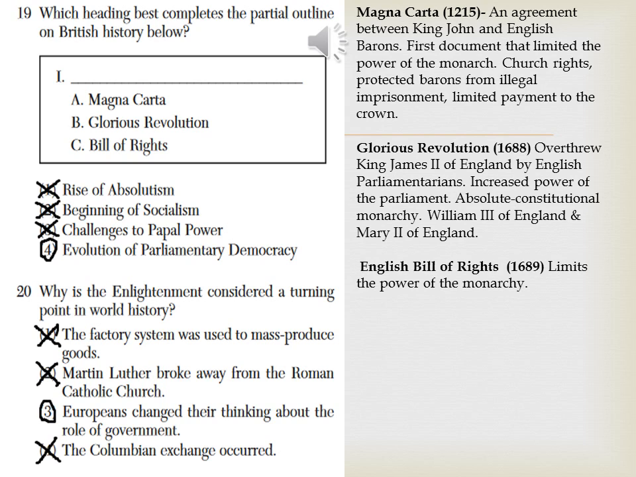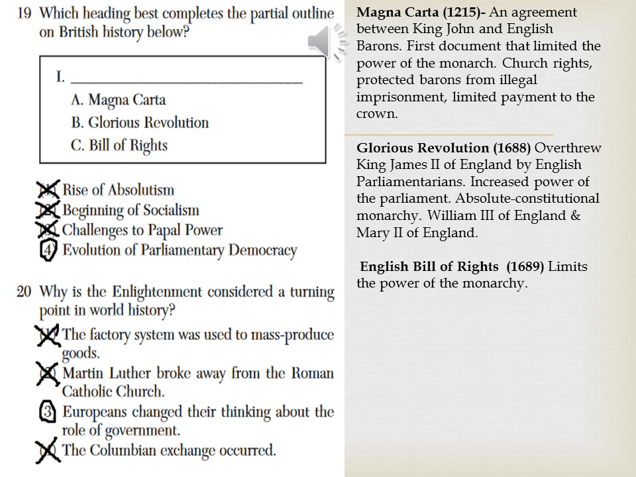So the monarchy was still kind of an absolute monarchy, but this document limited the power of the monarch. So let's take a look at what it did. Church rights were protected. It also protected barons from illegal imprisonment and limited payments to the crown.